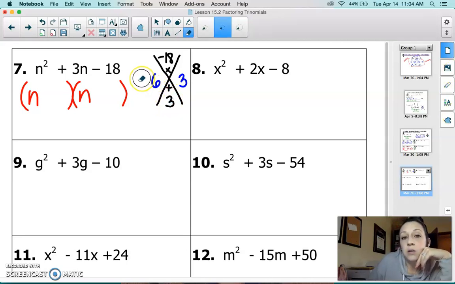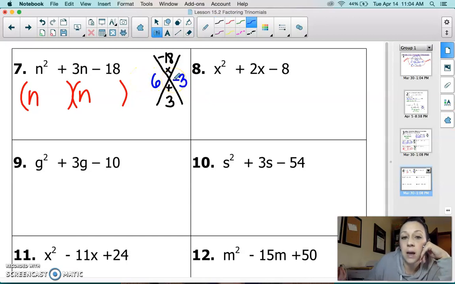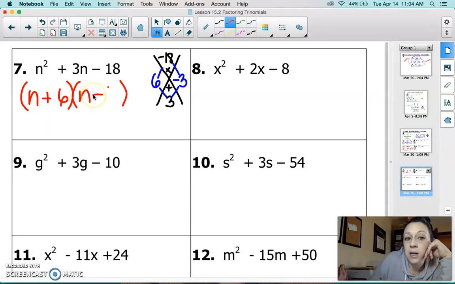So what we can do is we can say, well, instead of making the 6 negative, let's make the 3 negative. So 6 times negative 3 still equals negative 18, but 6 plus negative 3 now equals positive 3. So this combination of a positive 6 and a negative 3 is what we want. So I'm going to make it a positive 6 and a negative 3 like that.